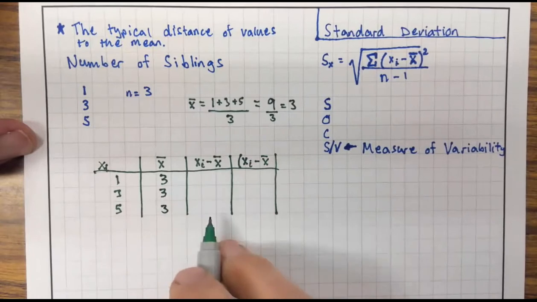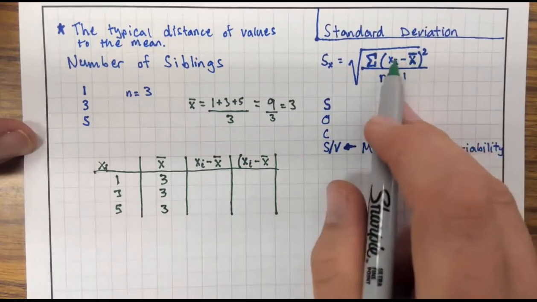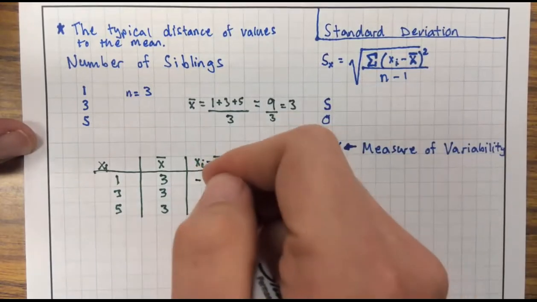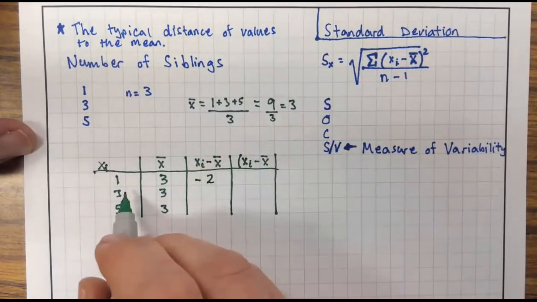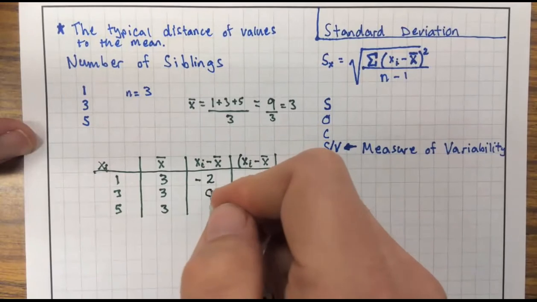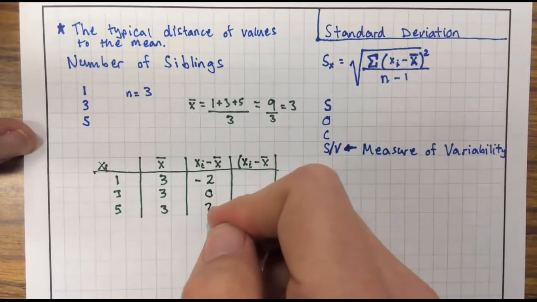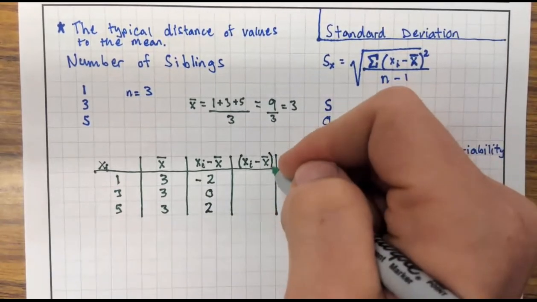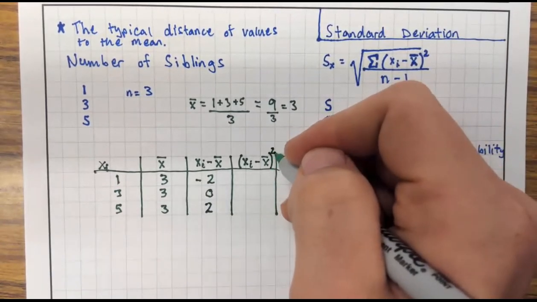Okay, so for this column, we're working in this part of our formula. We're doing 1 minus 3, which is negative 2. 3 minus 3, which is 0. 5 minus 3, which is positive 2. Okay, so I never finished this up. We're supposed to be squaring right here.